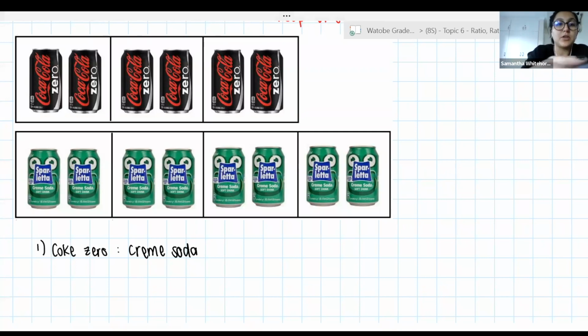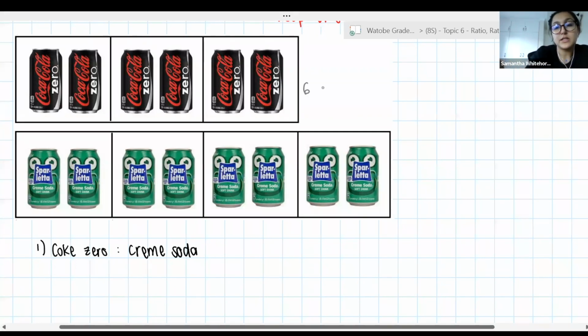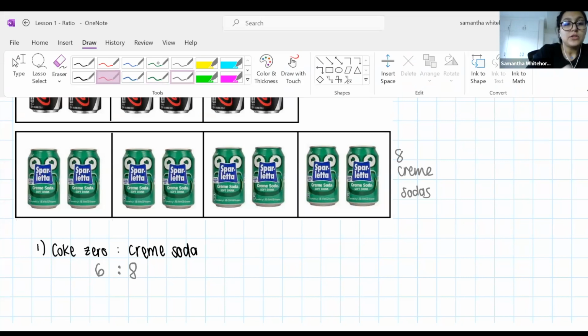So if we go back up to our diagram, we can see that we've got 6 Coke Zeros, if you just count how many cans you have, and 8 cream sodas. So now when we write down our ratio, we will write the 6 first, because that relates to the Coke Zero, and then we will write down our 8 relating to the cream soda. Now, we don't stop there.